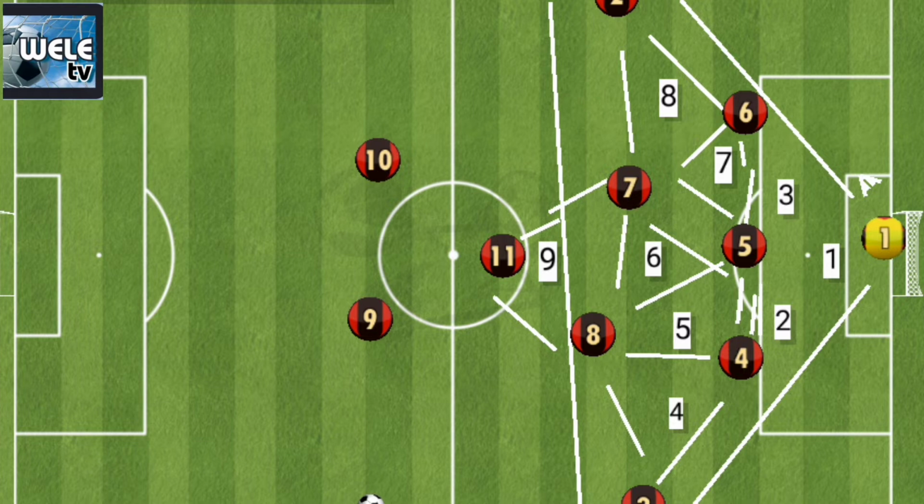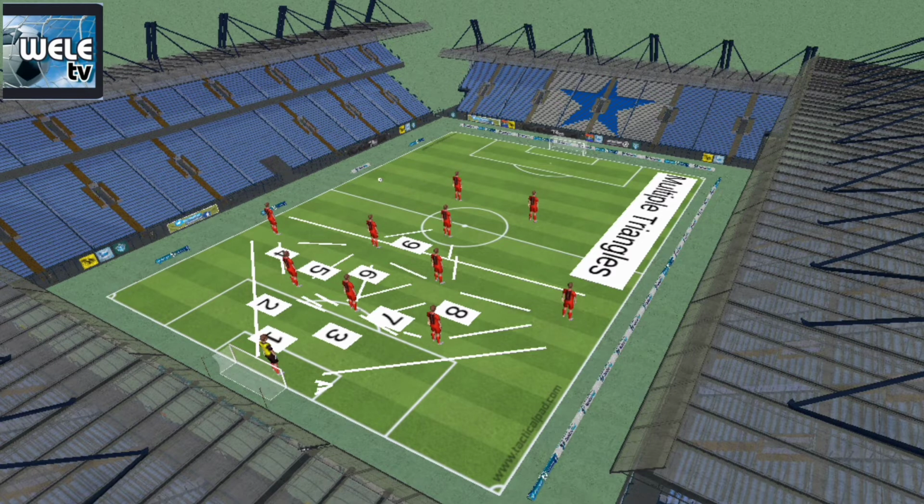Now the more triangles you have, the easier it becomes for you to play. Remember, football is played in triangles. Anyway, you're going to make progress as you play in these triangles, and so it gives you a lot of triangles on which you can rely going forward, from the back.